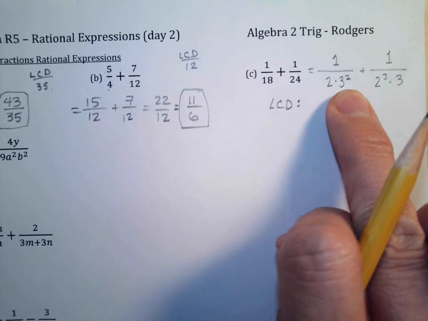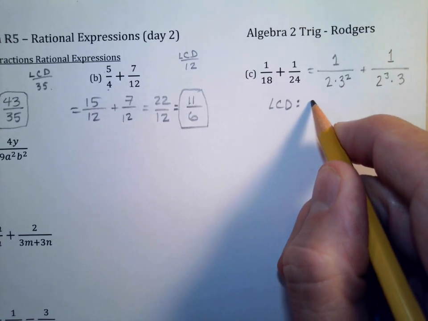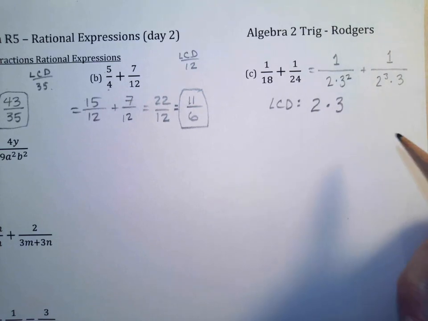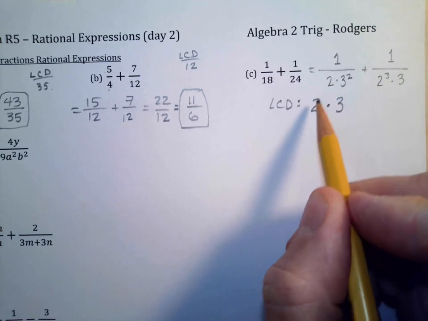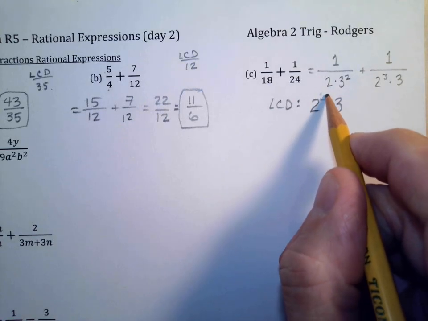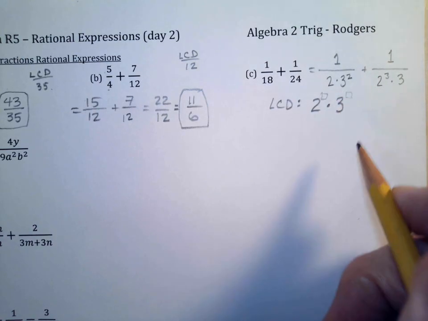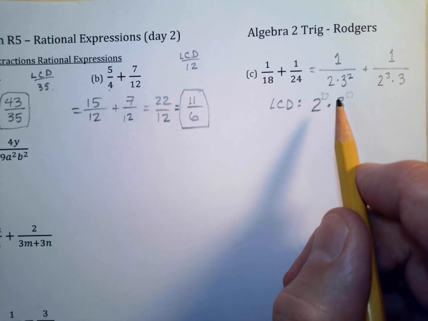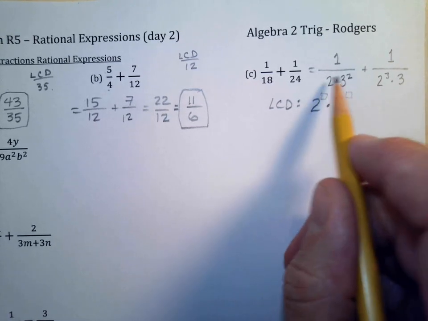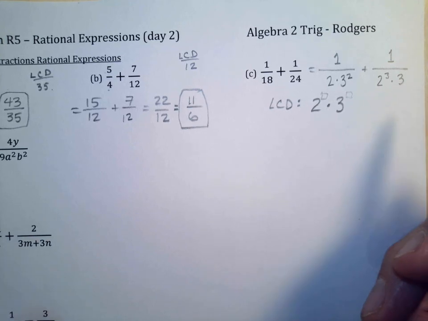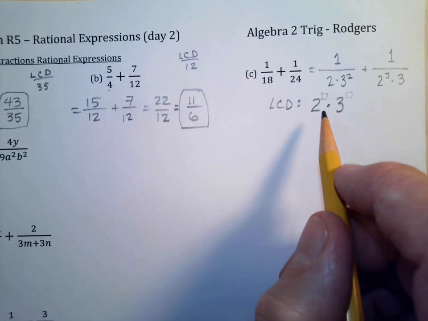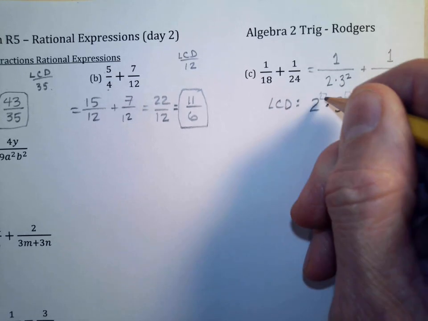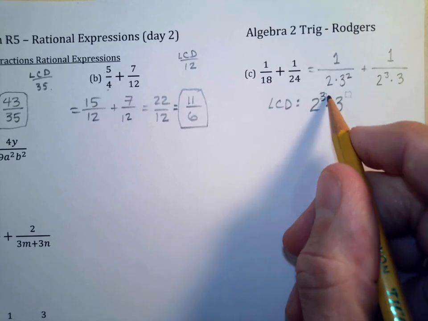So I know there's going to be a 2 and I know there's going to be a 3 because those show up. So I know I get a 2, and I know I have a 3 as part of my LCD. However, I've got to figure out what power to raise it to, right? It's going to be the highest power that the 2 has in any of the denominators, so that's clearly a 3. So I'm going to put 2 cubed.